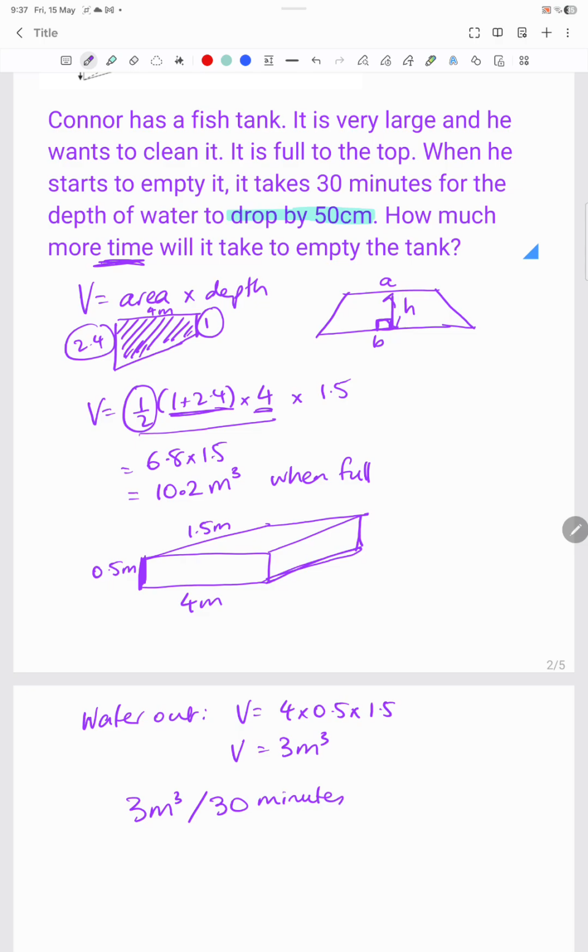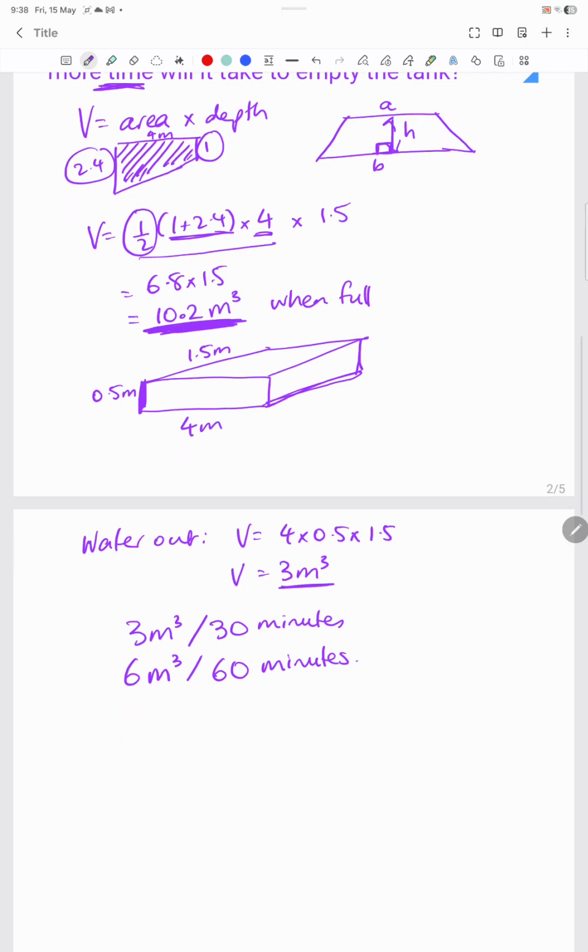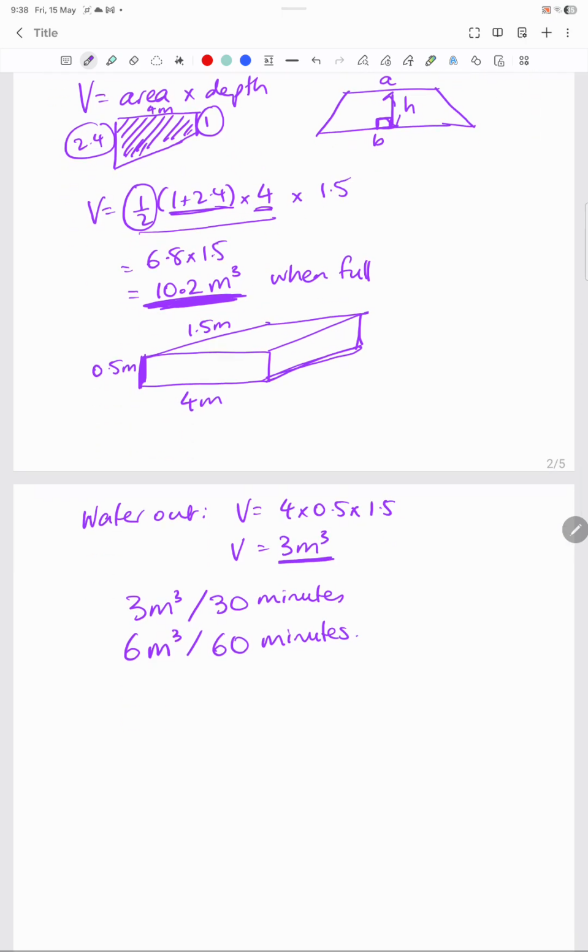And that means that we would have 6 cubic meters of solid volume going out in 60 minutes. So that's per hour. At the end of this video, I am going to make sure that you remember how to convert all of this into litres, but for now, I'm just going to say that the volume of the pool was 10.2 cubic meters when it was full. So if we've lost 3 meters cubed already, we have 10.2 minus 3 is 7.2 left to empty.